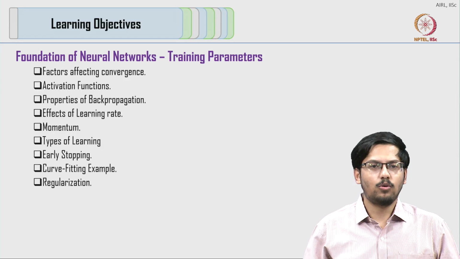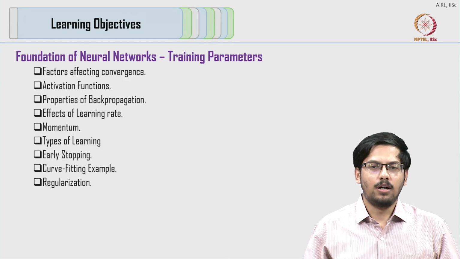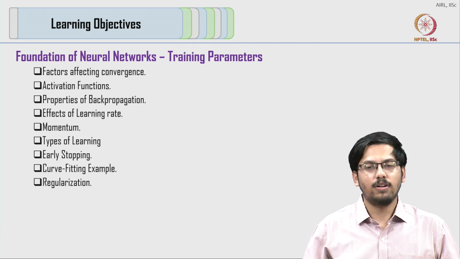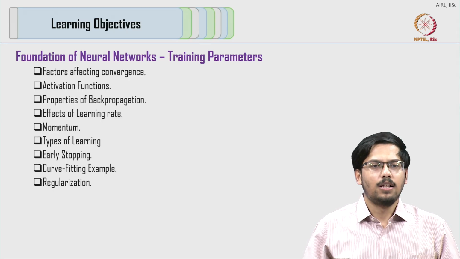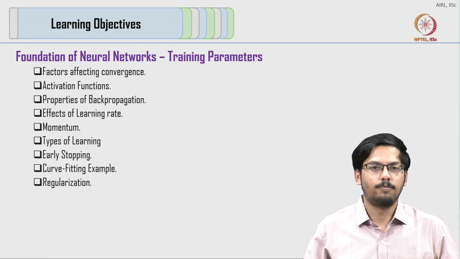and we will also focus on a curve fitting example and see how generalization is affected, what it means by overfitting or underfitting, and why model complexity is very important. And finally concluding the lecture with focusing on the regularization and its effect in curve fitting.